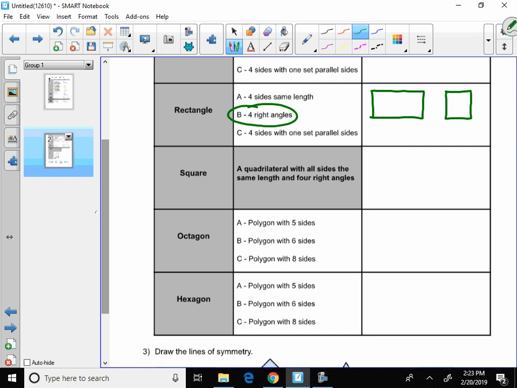Okay, a square. I'm going to play you a song, and it's called It's Hip to Be a Square. Hip, so hip to be, because it is hip to be a square.